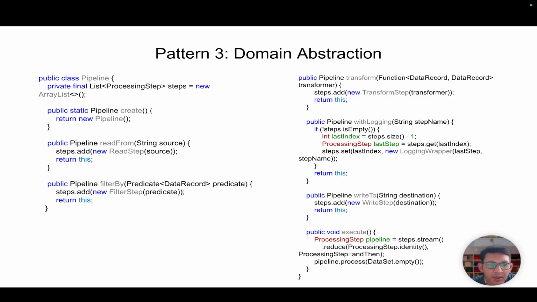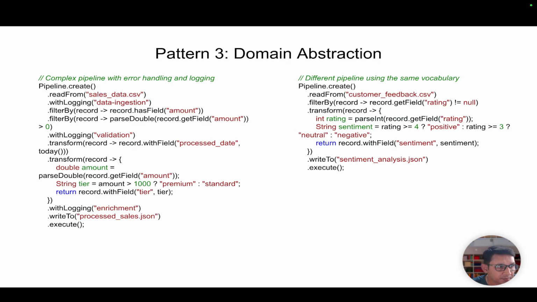But the real power comes from being able to express complex scenarios naturally. Now, let me show you a couple of examples. Look at the example on the left. Look how naturally this reads. We read sales data, add logging to the ingestion step, filter for records with amounts, filter out negative amounts, add logging to the validation, add a process date, determine the tier based on the amount, add logging to the enrichment, and write to JSON. Each step builds on the previous one, and the logging is sprinkled in exactly where we want.